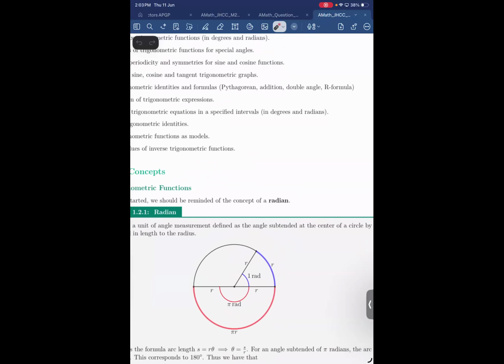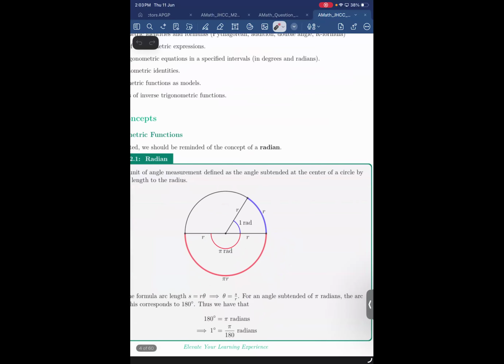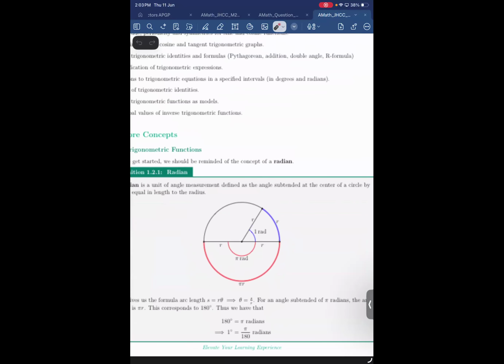We talk about the radian first. The radian is the first concept. I think in AMath they kind of introduced it as a refresher, but they don't really use it too much, very rarely in some circle questions.